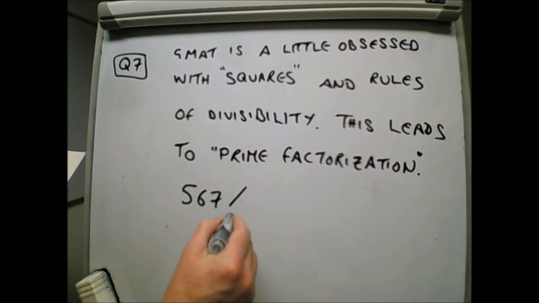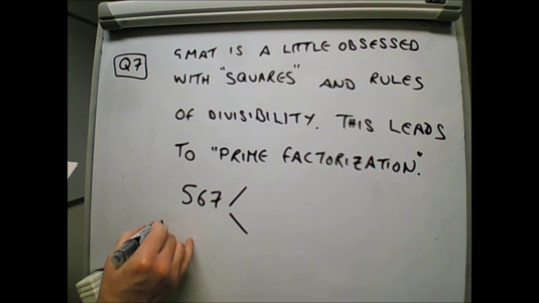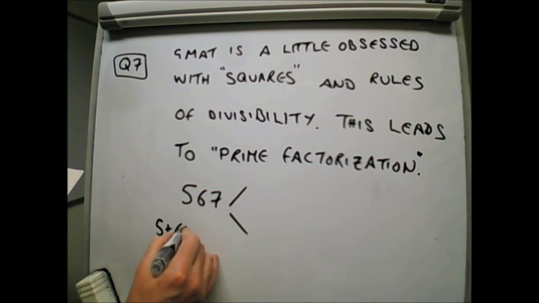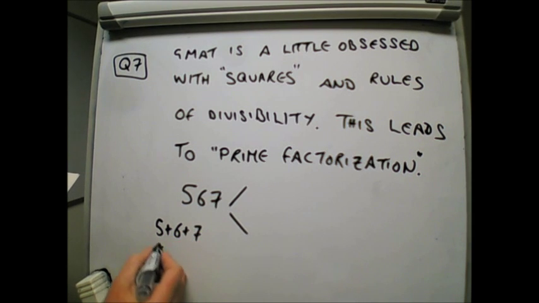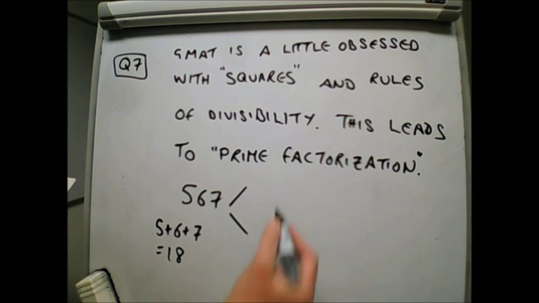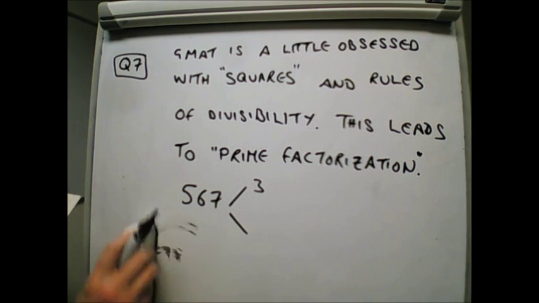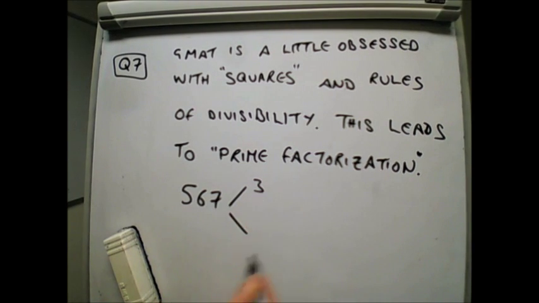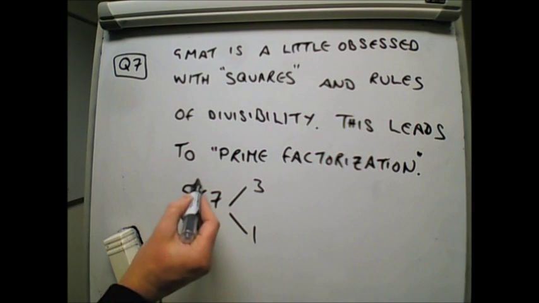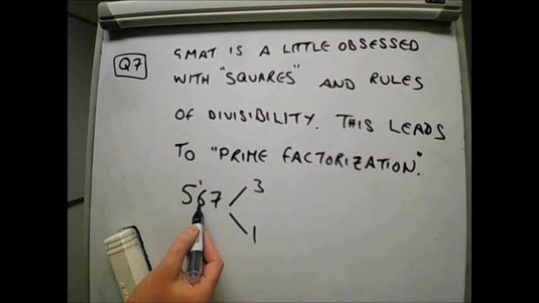Okay, so the number I chose here was 567 for this question, first of all, because the rule is when you add together the units, the hundreds, etc., and you add those digits, if you get a multiple of 3, then the number itself is a multiple of 3. So 5 plus 6 plus 7 is 18. 18 is divisible by 3, you all know that.